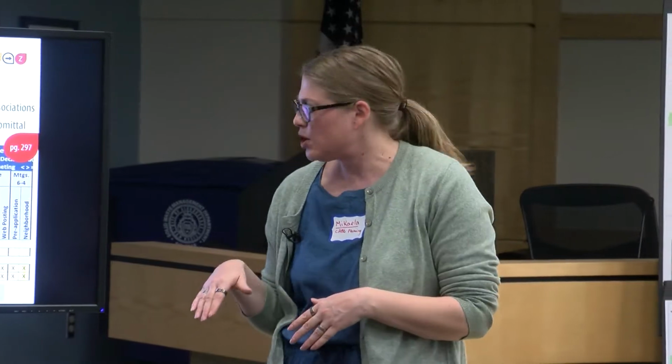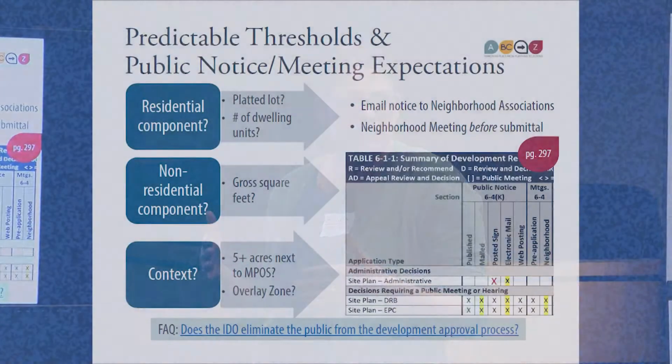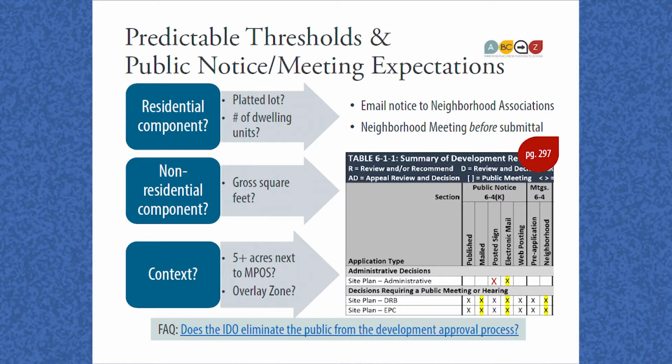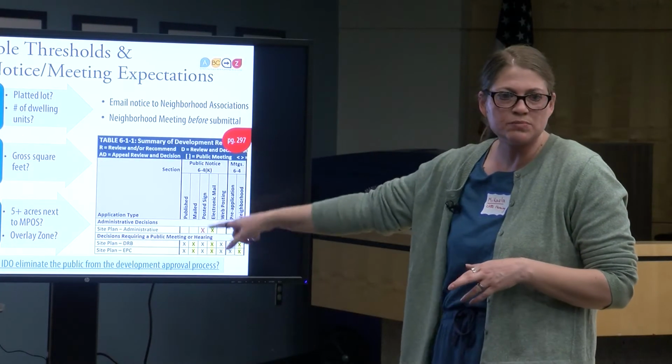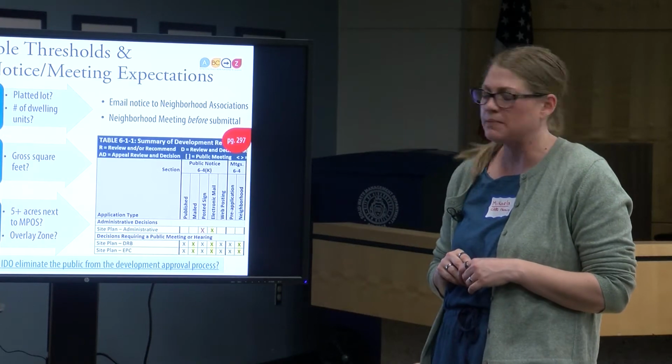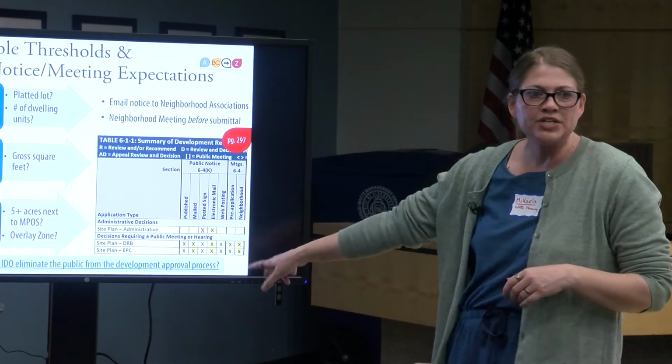In terms of the site plan DRB or site plan EPC, more notice is required. So the city is also going to publish a legal ad in the newspaper. We'll also do a web posting of the agenda for that public meeting or hearing, for example. There's mailed notice required to the property owners surrounding that proposed development. And there's also this nice little category of meetings. So this is really a close-up of Table 611 that's just looking at these public notice and meetings. The meetings is a brand new requirement.